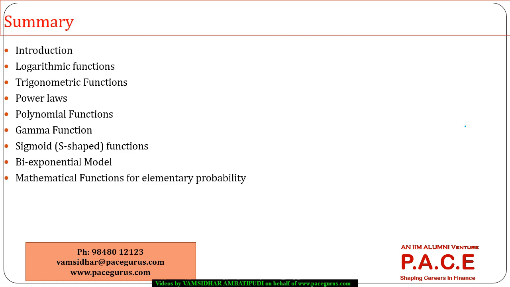So just as a quick summary, we have talked about all these various aspects: the logarithmic functions, the trigonometric, the power, polynomial, gamma function, sigmoid, bi-exponential, and basic functions which can help us in dealing with elementary probability.